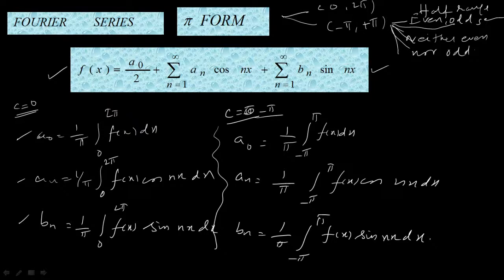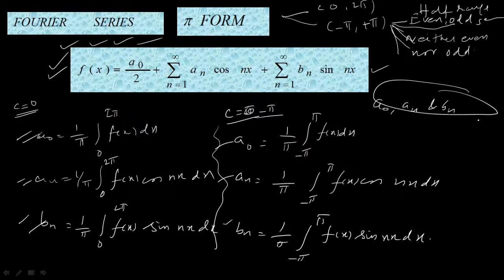So look here, in all these forms there is no change in the Fourier series. f of x is the same. The only change is the formula to calculate the values of a naught, a n and bn, that is, the change is only in the Fourier coefficients. So what formula can we use to calculate the Fourier coefficients a naught, a n and bn?